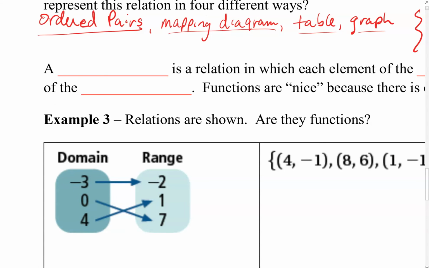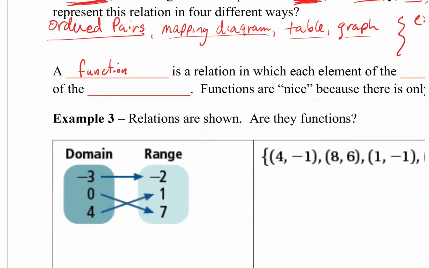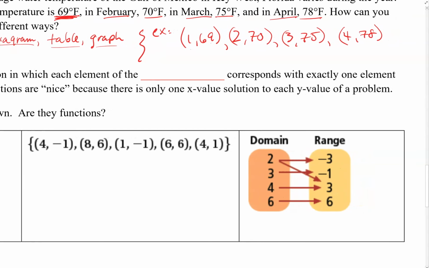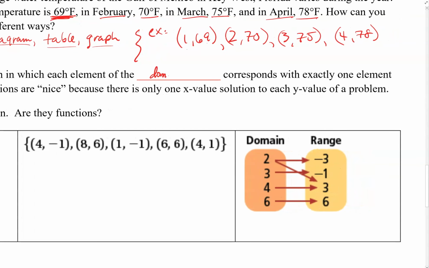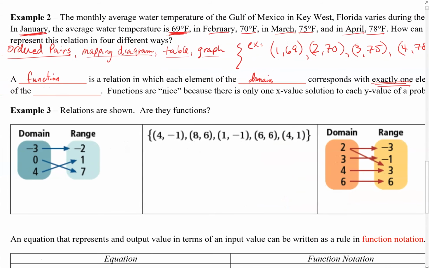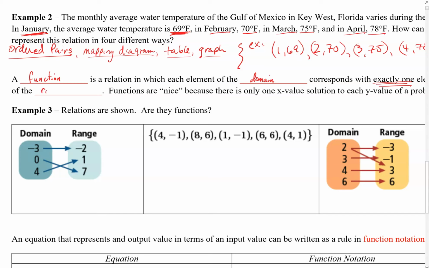Now moving on, relations are nice. We show how input and output values can be connected using the 4 methods above, but there are special relations that we're going to study in this class called functions. Now a function is a relation, a special type of relation, in which each element of the domain, or inputs, corresponds with exactly one element of the range, or outputs.